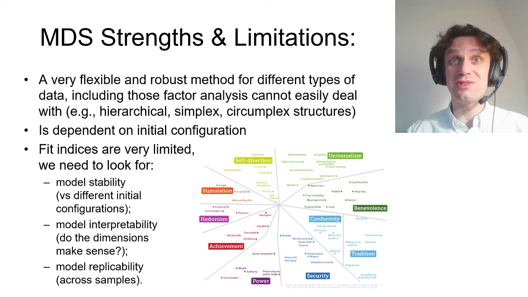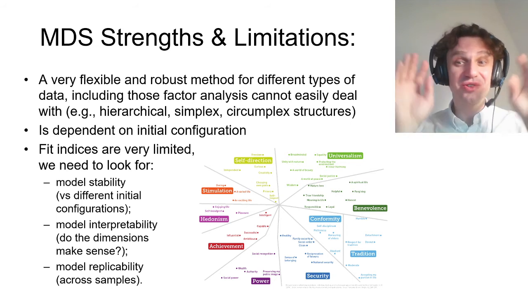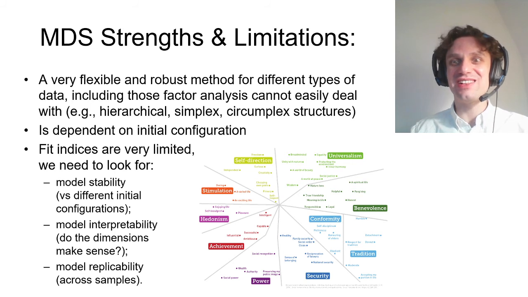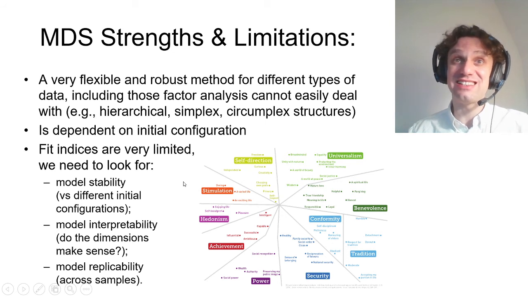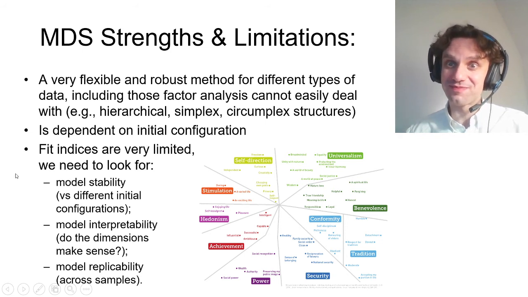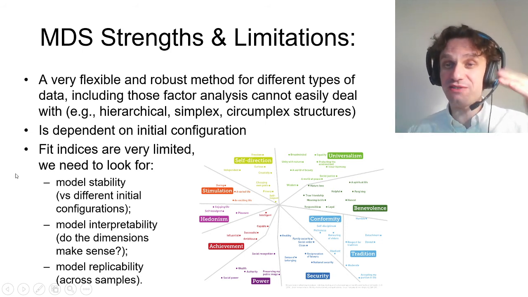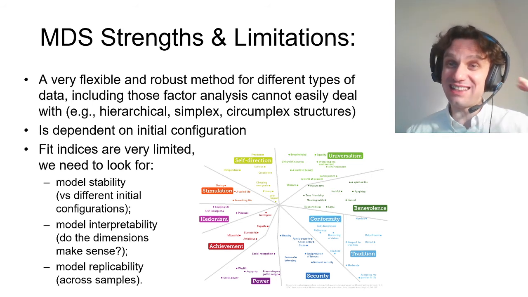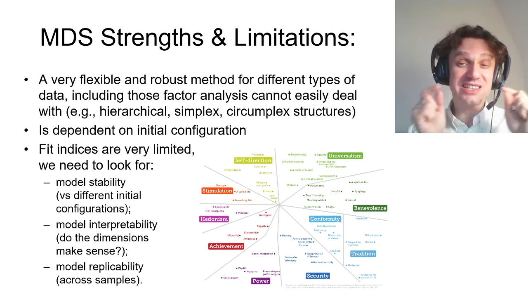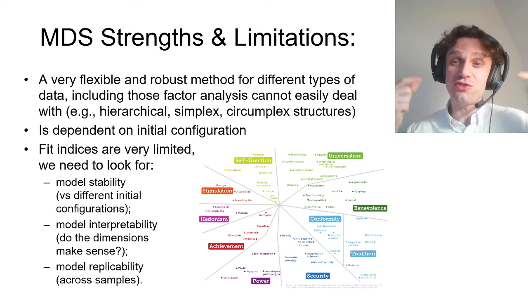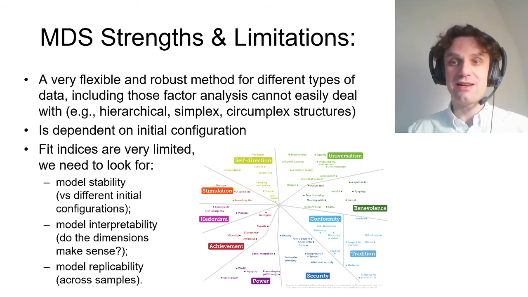And rotation can screw it up quite strongly. So multidimensional scaling is a much better way to identify structures like this. Of course, the problem here is that it's somewhat dependent on initial configuration. So by changing default initial configuration, you can arrive at slightly different models, especially if there is no clear structure in your data or you have too many dimensions, then your model will be very unstable.